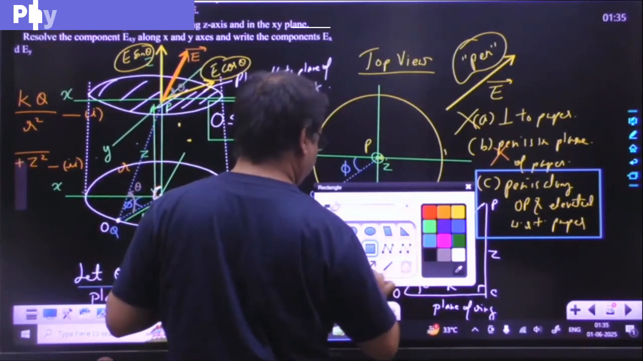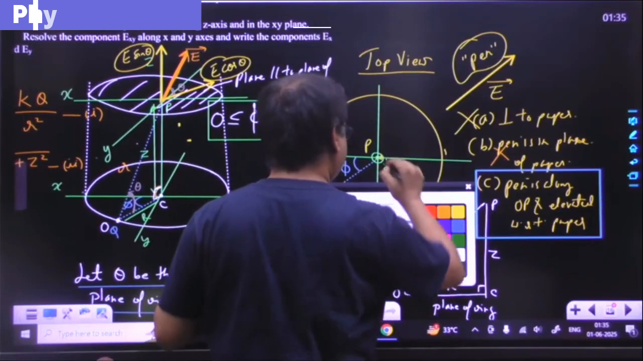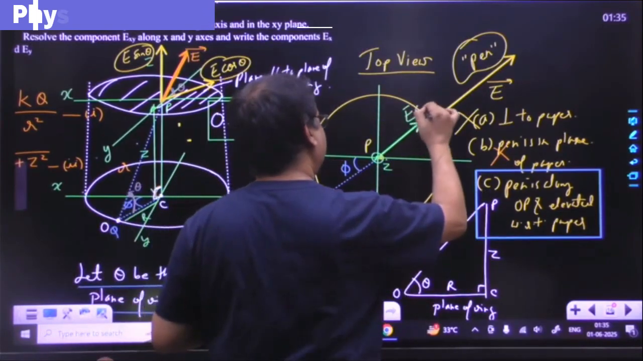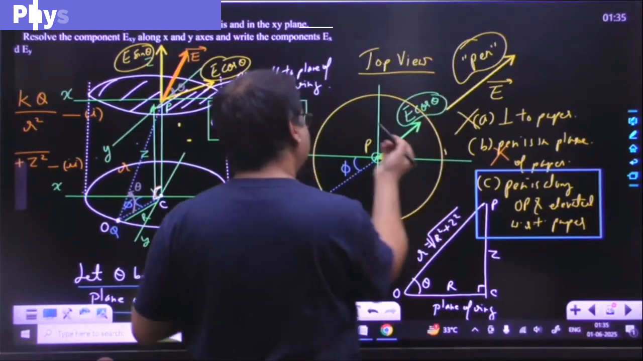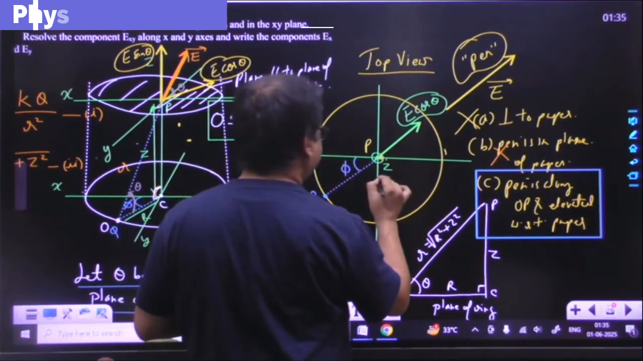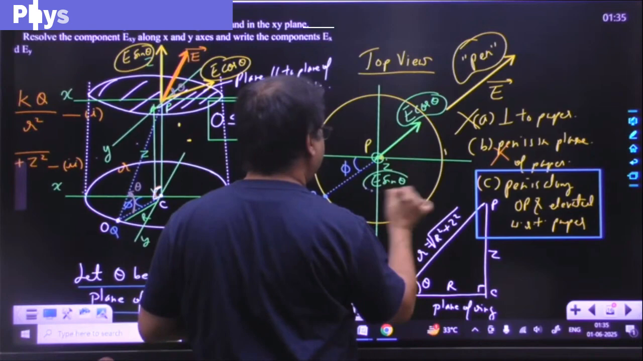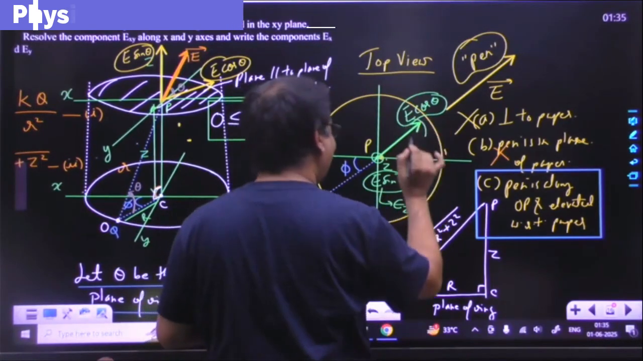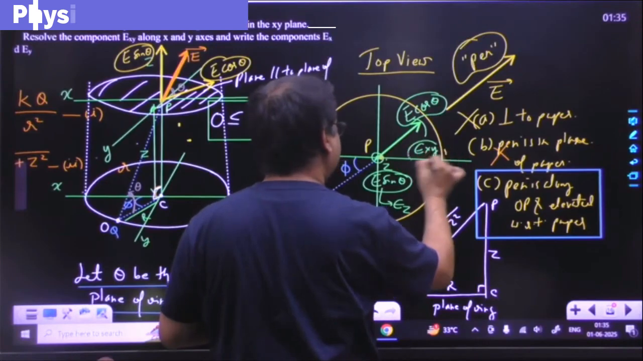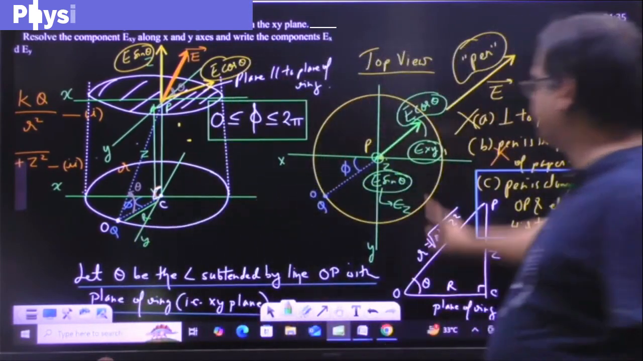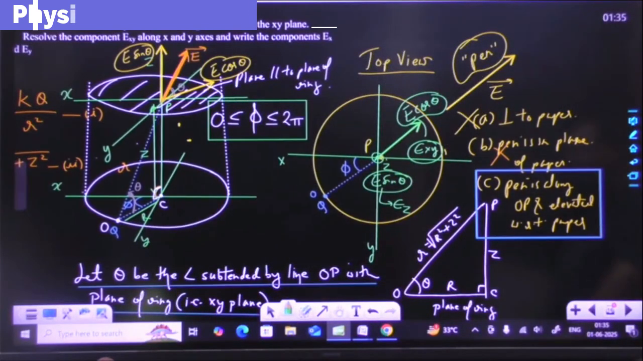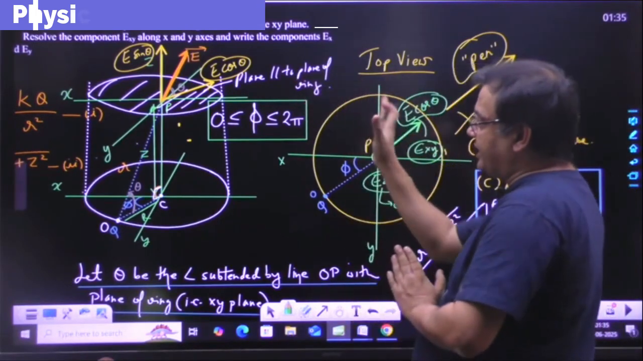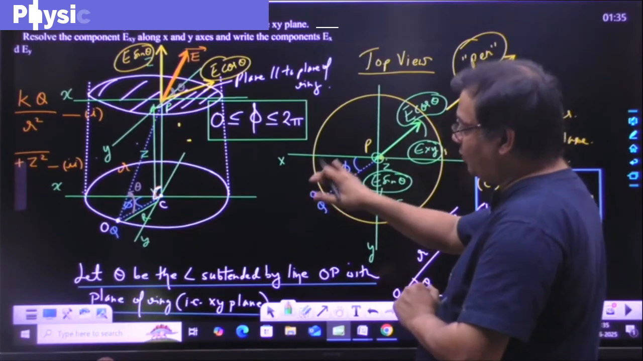Along the line OP, this E cos theta will be like this. This is the component E cos theta. Another component, along the z axis, is E sin theta. So E sin theta gives you Ez, the z component, and E cos theta gives you the component in the xy plane, Exy. Got it? This is how we find the two components. One component in the xy plane, E cos theta, is just below the vector E, along the line OC or OP.